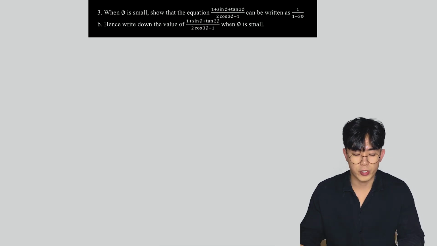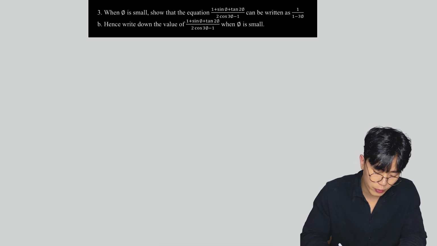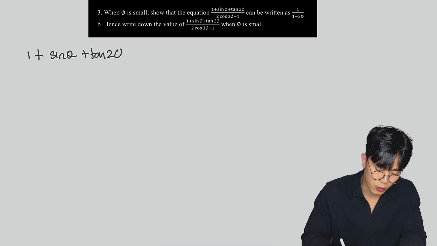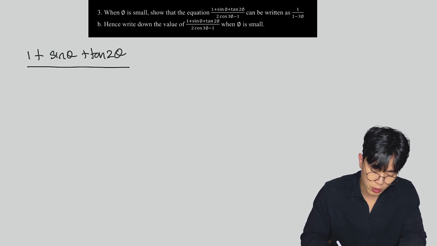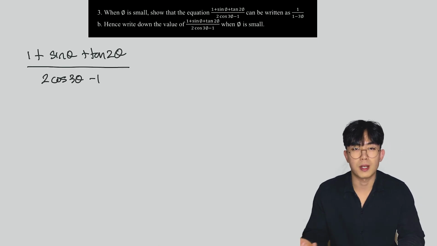Okay, let's try another question together. So in question 3, it says, when theta is small, show that this equation can be written as 1 over 1 minus 3 theta. So starting off with the original equation, 1 plus sine theta plus tan 2 theta over 2 cos 3 theta minus 1. So first thing first, as we always do, replace it with theta.